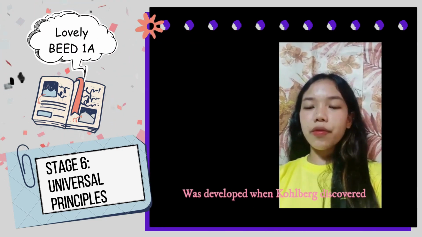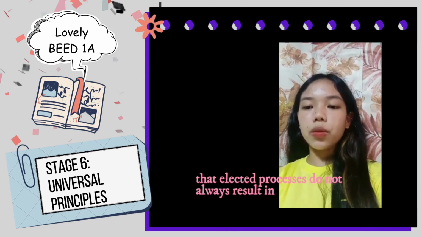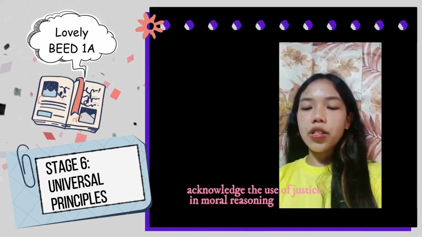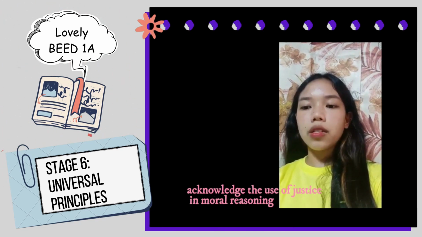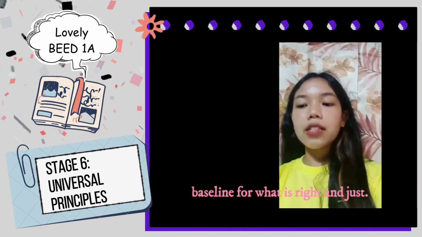Stage 6 was developed when Kohlberg discovered that elected processes do not always result in fair outcomes. The sixth stage was created to acknowledge the use of justice and moral reasoning. General universal morals and ethics are used as baseline for what is right and just.